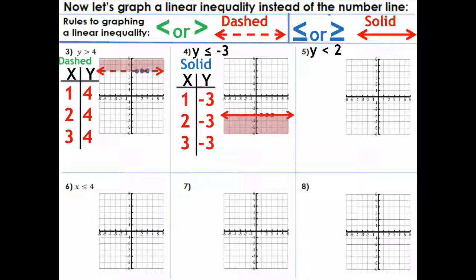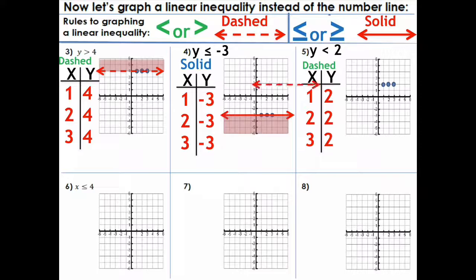All right, now for this one, this is a dashed line because there is no or equal to bar. And then for my XY chart, we're going to put 2's in the y's. The x's, I'm going to put 1, 2, 3. So I'm going to plot these points now. So there's 1, 2, 2, 2, and 3, 2. And I'm going to put a dashed line, so there's going to be some openings in it. Now this says y is less than 2. So numbers that are less than 2 are going to be going down. So I'm going to shade downwards.